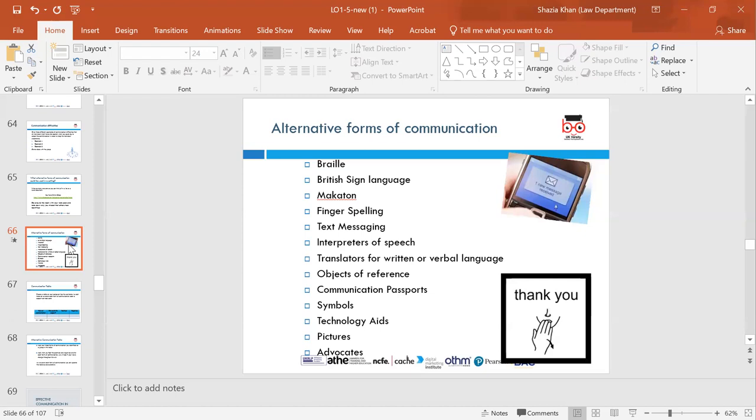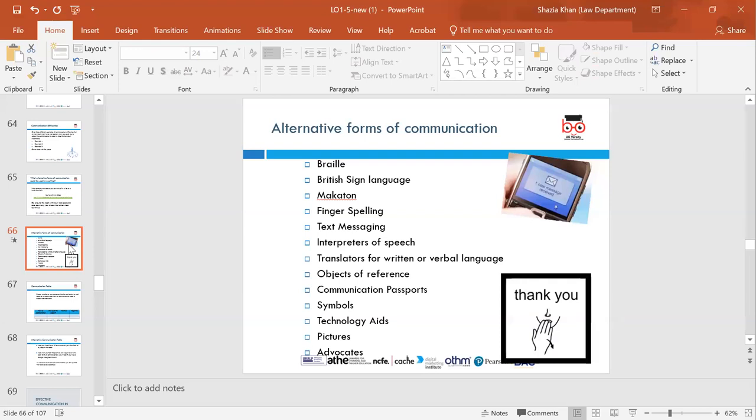So Braille is a good thing to use within health and social care. Braille is a system for the blind, made up of dots, and it's very important because it's a tactile writing system for people who have got sight loss.